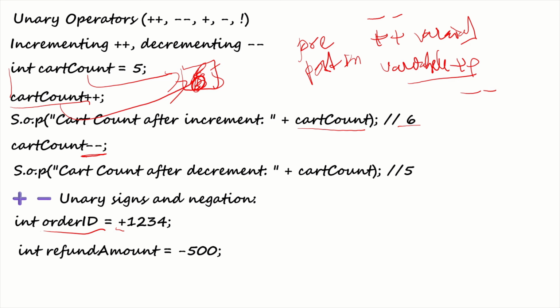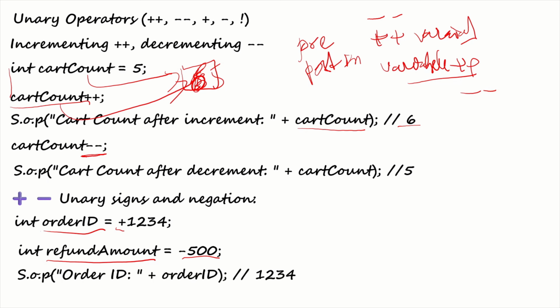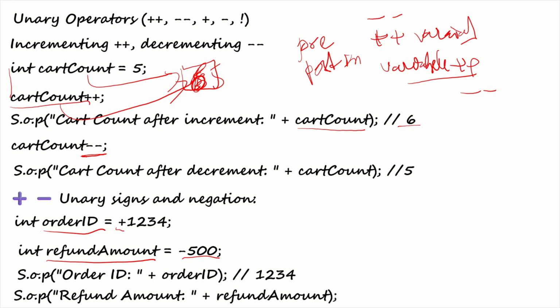you will get 1, 2, 3, 4. And for example, if you go with refundAmount and assign it minus 500, minus 500 will be stored in the memory. If you access orderID, I'll get 1, 2, 3, 4, and if you access refundAmount, I'll get minus 500. And the not symbol is generally used with boolean operators. So if you have a true, it will give false, or if you have a false value in the variable, it will give true.